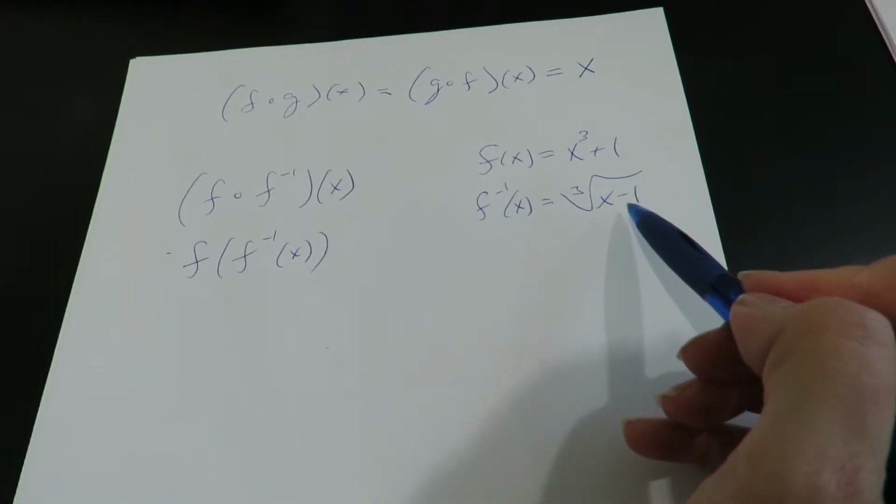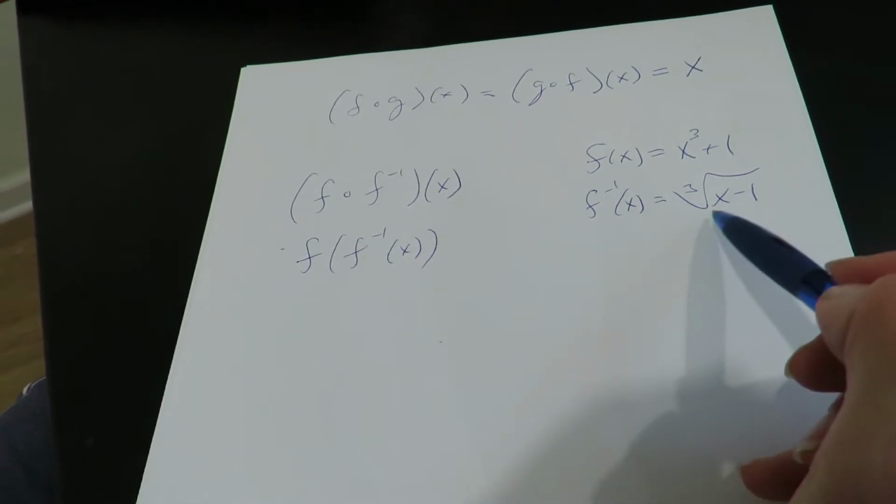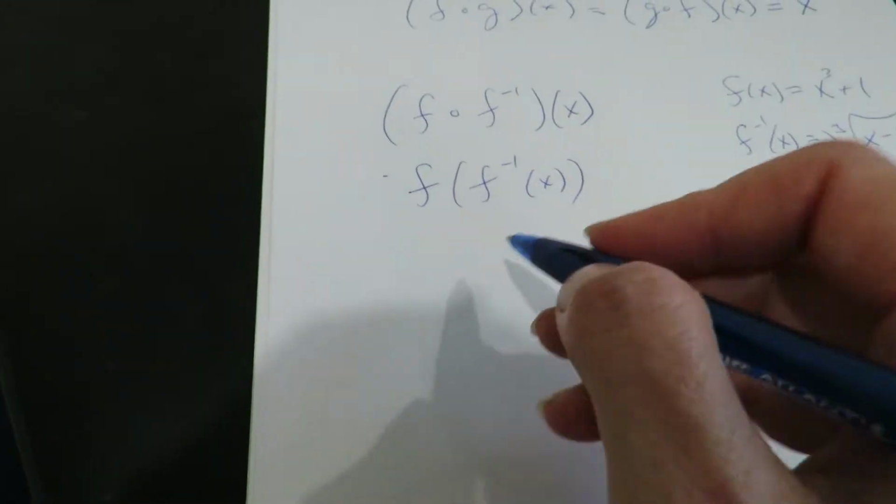And hopefully you made the observation that the negative was under the radical, so therefore it's moving to the right, right? If it's inside, it's left, right. If it's outside, it's up, down. All right, so here we go.